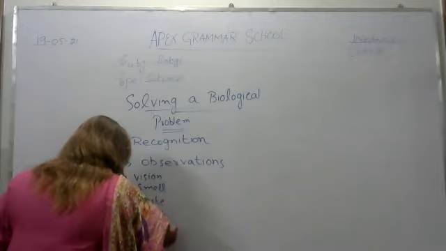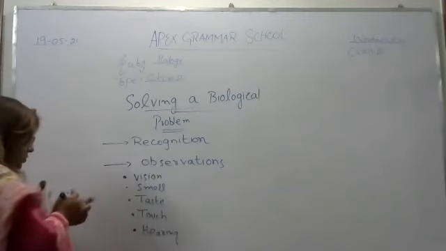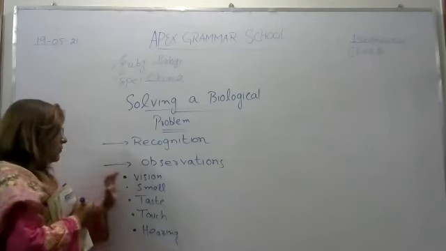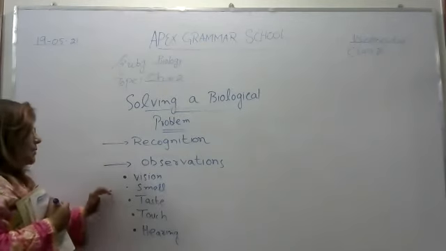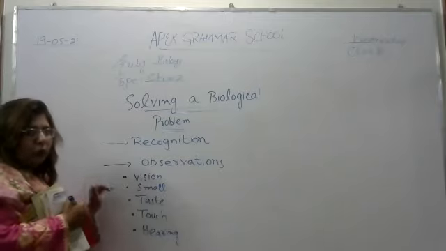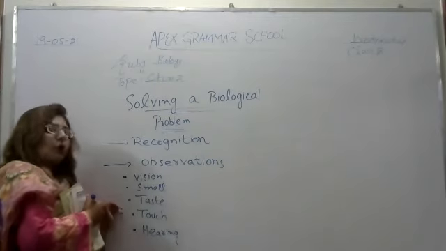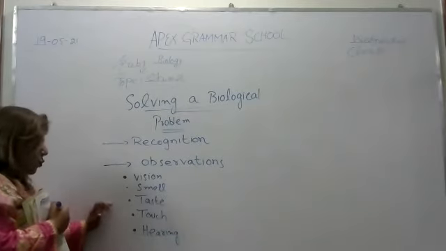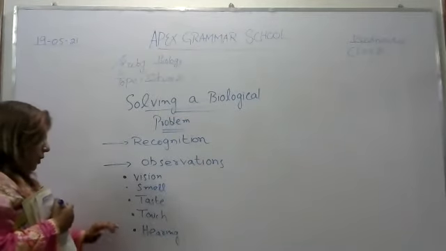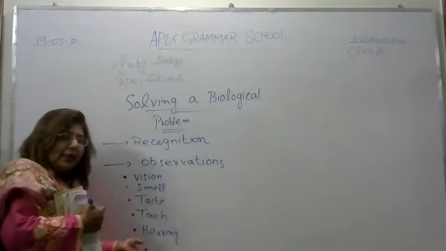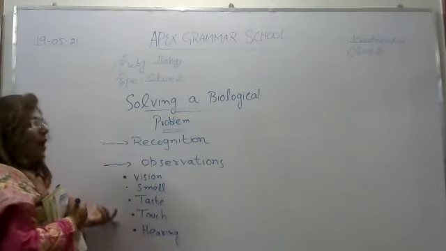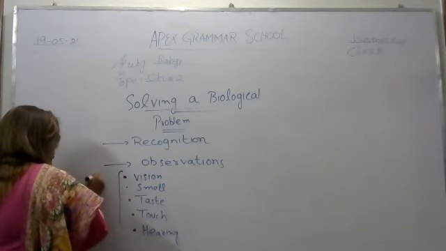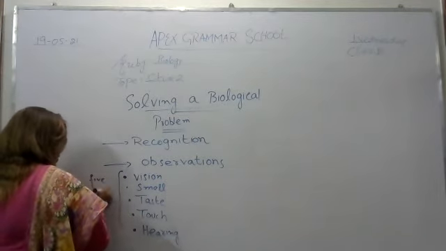And fifth is hearing. So when you start observation of any problem, these things will help you. First, vision: you will see the problem. Second, smell: if you want to smell that thing, you can smell it. If you want to taste, you will taste that thing. If you want to touch, is it hard? Is it soft? You can use your sense of touch. If you want to hear, definitely you will use your sense of hearing. So these are the five senses which will help you to understand the problem.